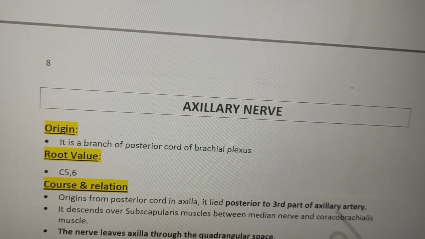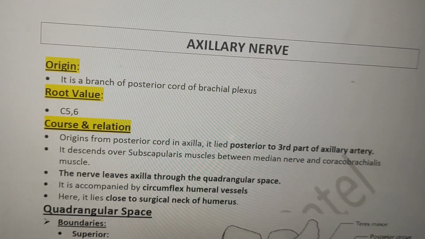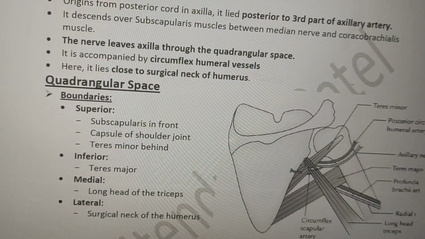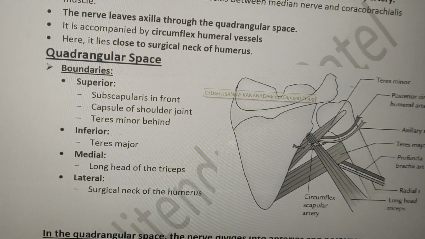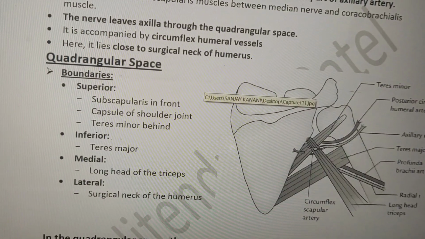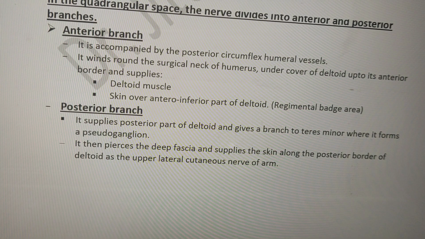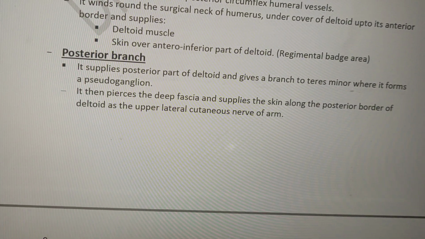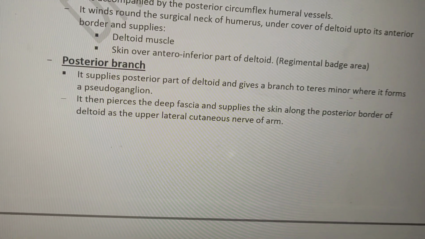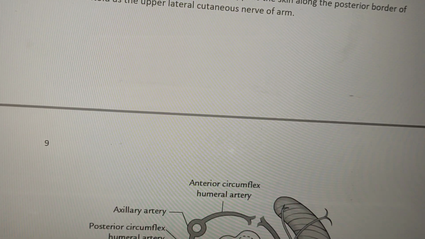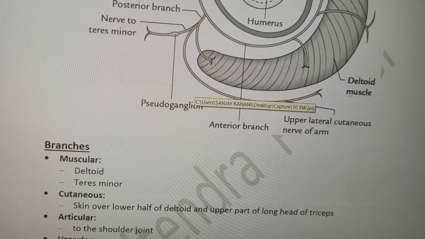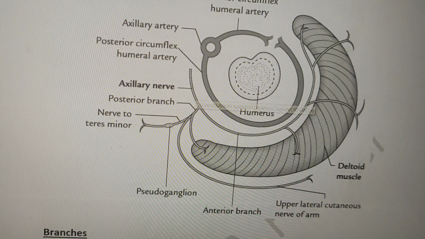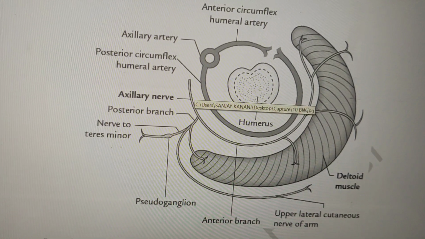This is the example of a nerve, where you write the origin, or which compartment the nerve belongs to. Root value you have to write down, course and relation. And wherever required, you have to put the figure, and also branches. If it is divided into anterior and posterior divisions, then you have to write which are the branches of the anterior division and which are the branches of the posterior division. So you have to mention it this way.